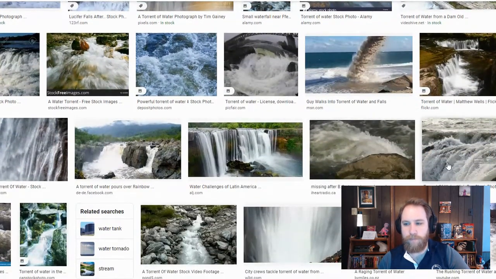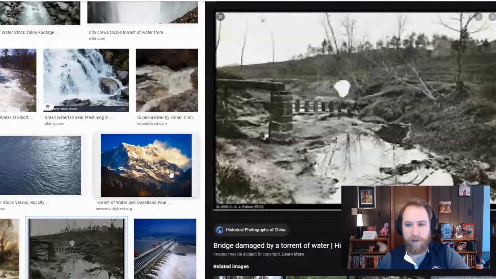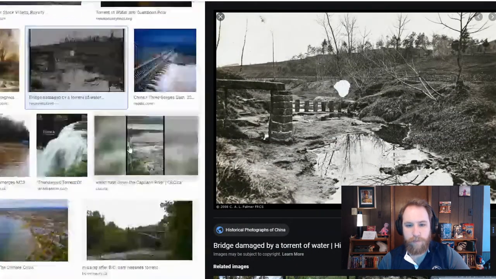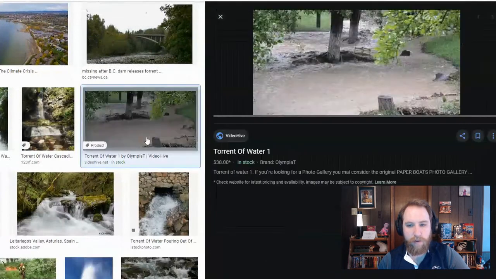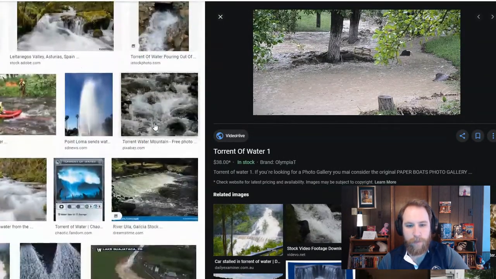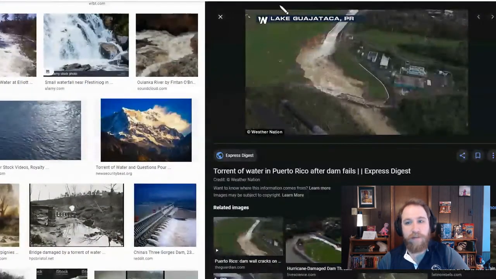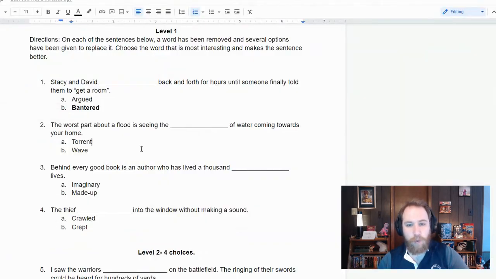Right? In fact, if we look carefully, we even see some pictures that involve flooding. All right? Here, torrent of water through this park. Torrent of what? Puerto Rico. There we go. All right. Torrent of water in Puerto Rico after dam fails. Yeah, see that, right? This is why we look at words.